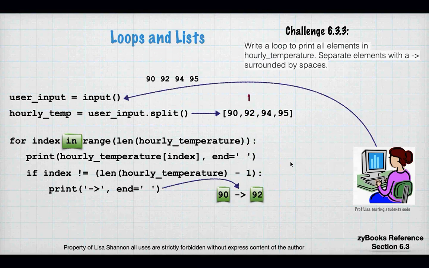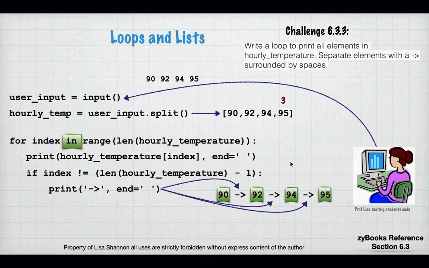92 is the next thing I'm going to print out. Then I'm going to print an arrow. Now I'm at index 2, and yeah, that's way too fast. So I'm going to print out a 94 because that's at index 2. And I'm going to print out one other arrow. And then I'm going to go really fast to 3, which goes to 95. And then I'm going to print out 95, and I'm done.